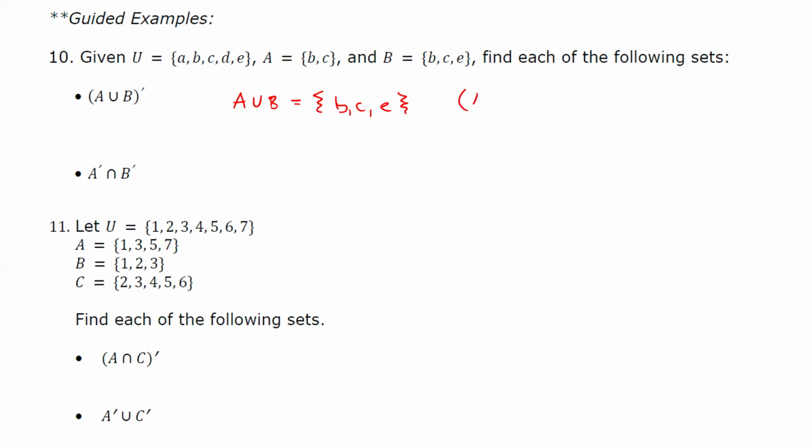Now we want the complement of the union of A and B. So we want to determine what elements are in the universal set that aren't in this union. We would have B, C, and E. So what would be left? A and D.